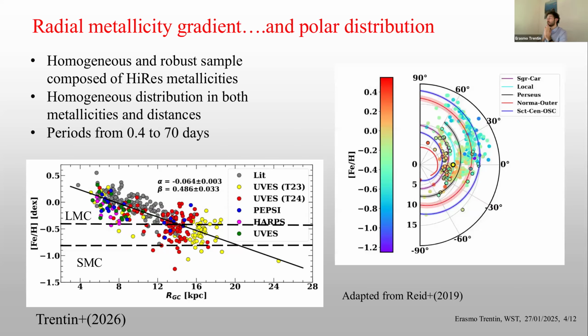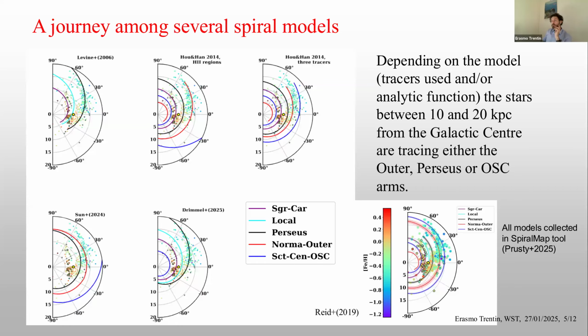But here arrives the funny part: as I said, they're very important as tracers of the Milky Way disk. So if we look at the polar distribution in this figure, I overimposed the spiral arms model by Reid and collaborators in 2019. We see how a lot of stars in the outskirts seem to trace more than one spiral arm. But what I recently did was also to compare with other models.